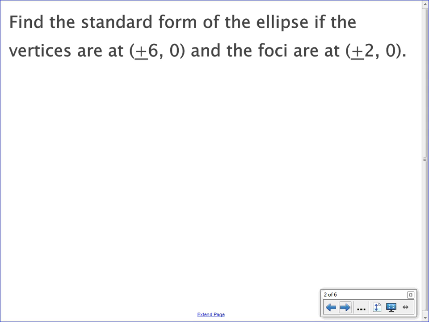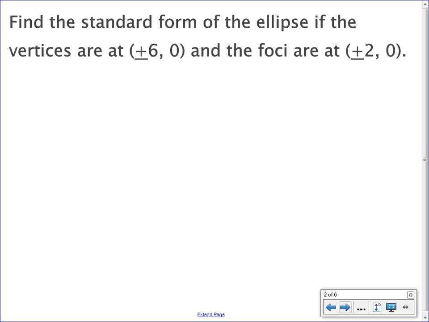All right, so example number 1. We have 4 of them today. Find the standard form of the ellipse where the vertices are at plus or minus 6, 0, and the foci are at plus or minus 2, 0. If it just says vertices, you're going to assume that those are the major vertices. Our book only labeled the major vertices. The minor vertices is just something I added to make sure you have the correct shape. So when it says vertices, assume that they are major.